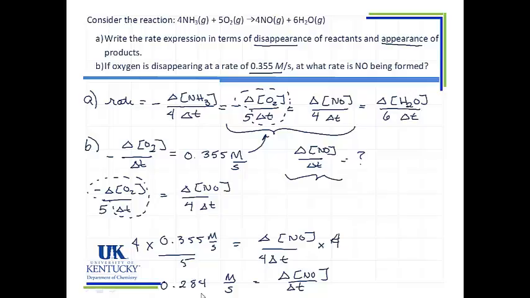Now let's look at the numbers and do some comparison. We see that NO is appearing at a slower rate than O2 is disappearing. Let me say that again. We see that NO is appearing more slowly than the O2 is disappearing. If we look up here at the balanced equation and we see these coefficients, that should make sense to us. For every 5 O2 that we consume, we're only going to make 4 NO, so O2 will be disappearing more rapidly than NO will be appearing. So our number makes sense to us.